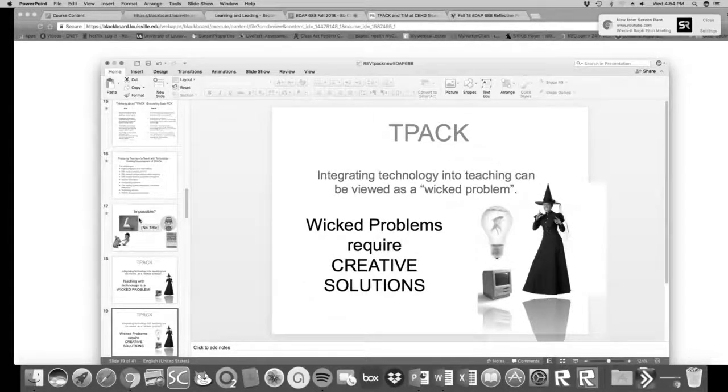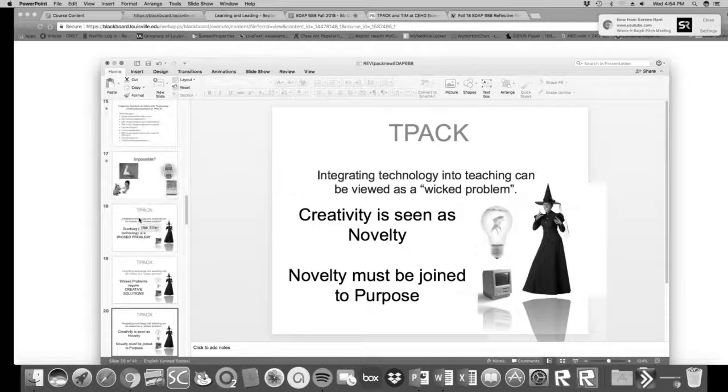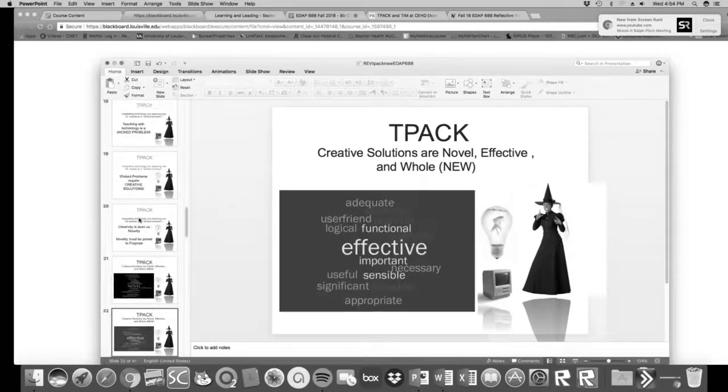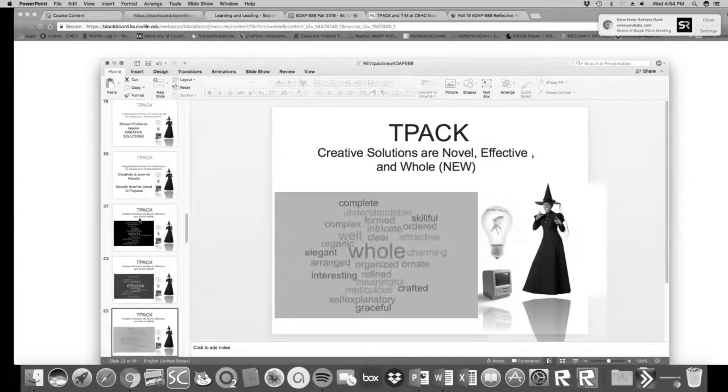Teaching with technology is a wicked problem, and it requires creative solutions. So they use an acronym called NEW: novel, effective, and whole. But novelty must be joined to purpose. And when we look at effectiveness, it must lead to outcomes. And then the whole thing, the gestalt of the whole thing, holds up.